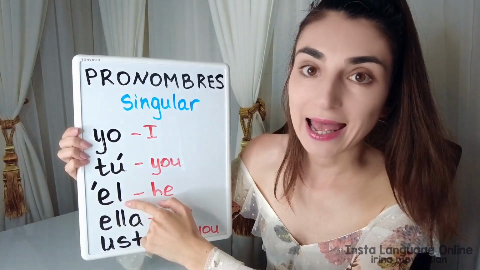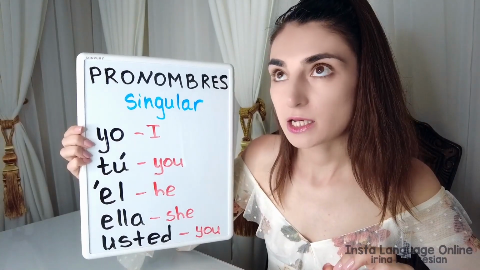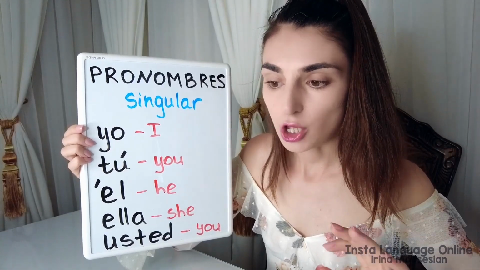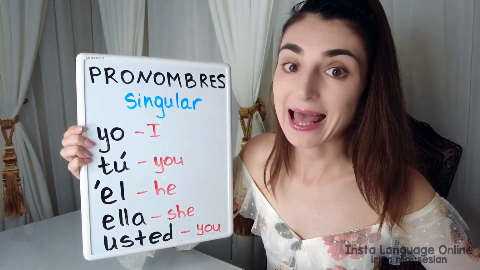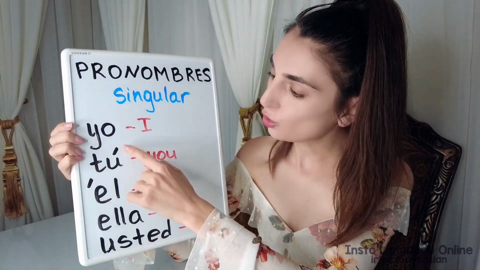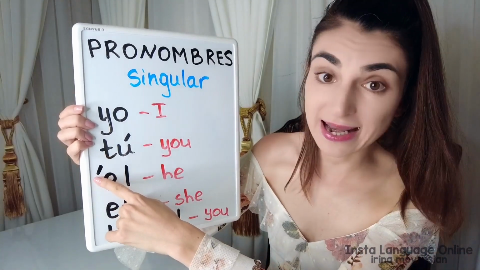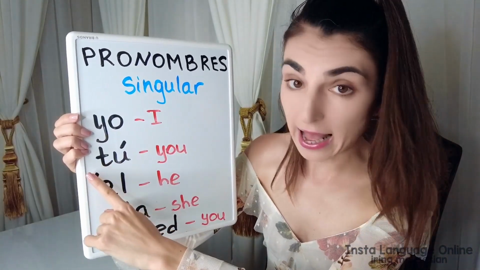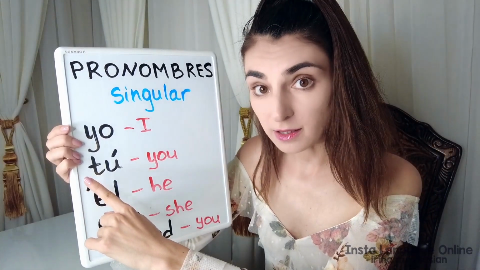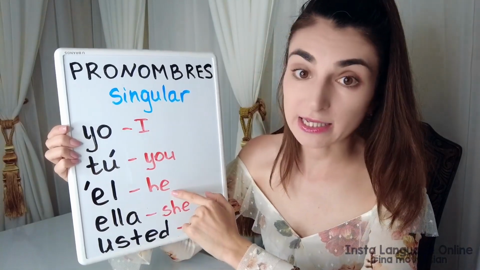He will be él. I want to make the L soft. Make it as soft as possible. Yo, tú, él. Also, I want to show you that we have an accent here as well. Without an accent, it would be a definite article, like the cat. But with the accent, it's the pronoun he.